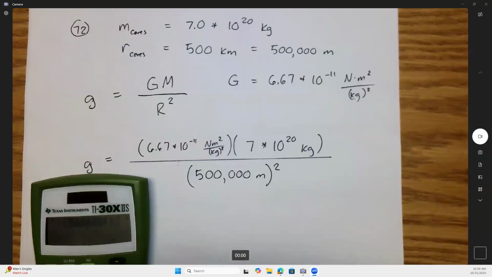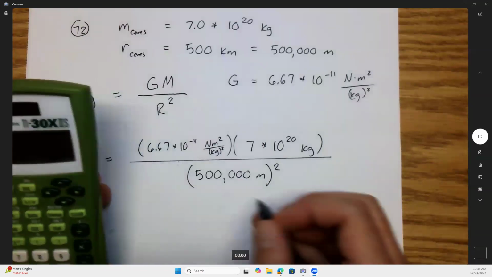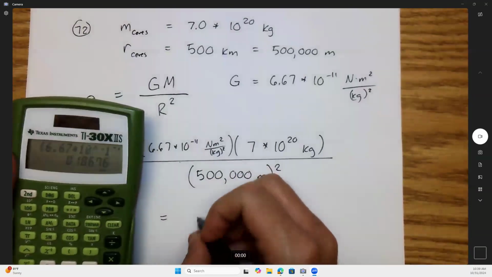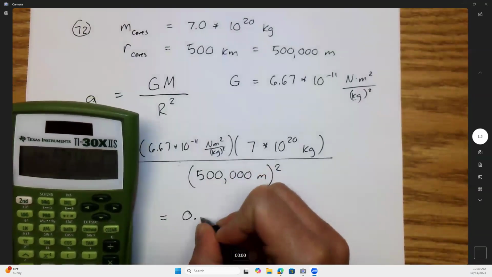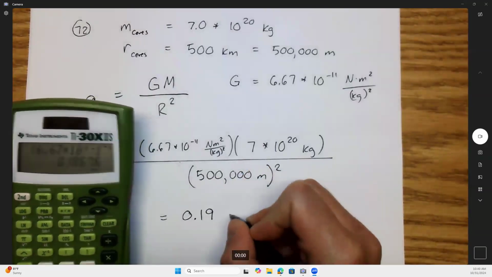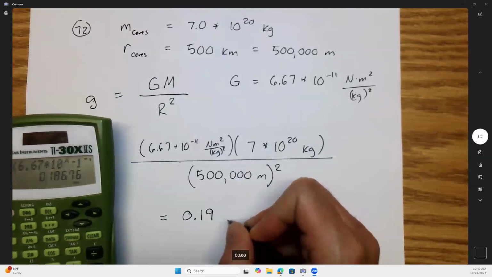I got like 4.9. I'm getting... Oh, I heard somebody say 0.18. Oh, that's nice. Yeah, right. 0.186 something. Yeah, I'll round that a little bit. Right. Oh, and guys, this number has units. What's the units?